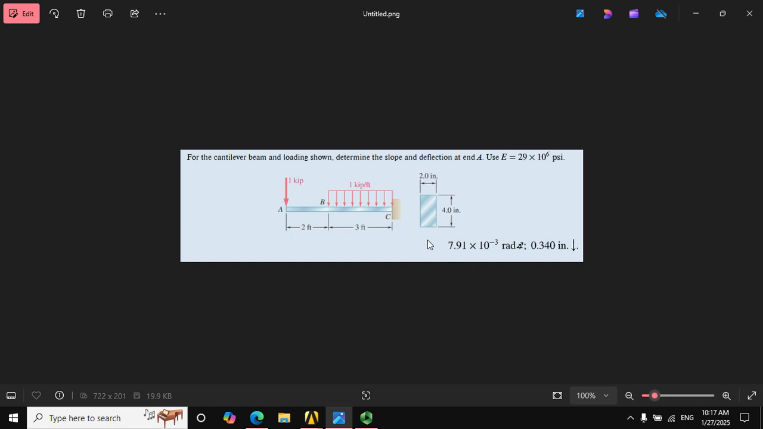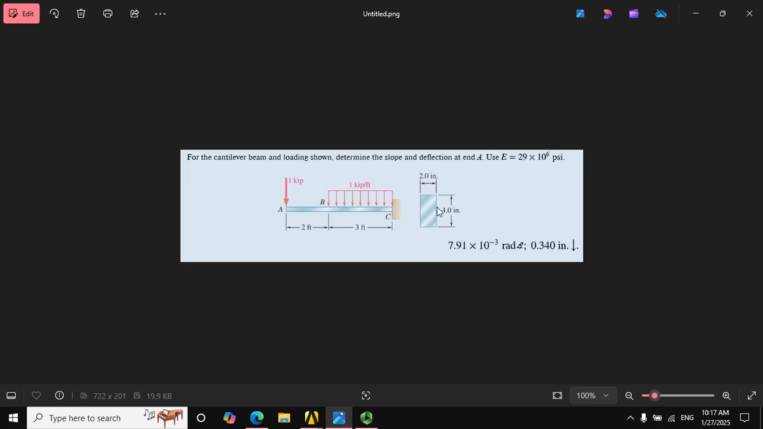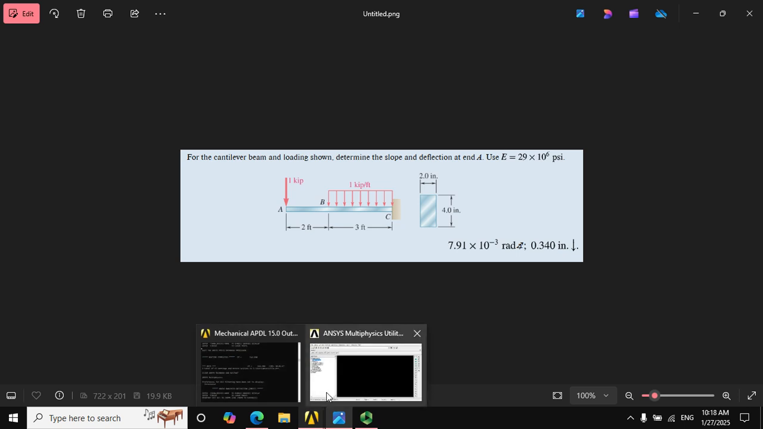The cross-section area of this beam is 2 by 4. Modulus of elasticity is 29 million. Alright, so it says determine the slope and deflection at the end A. Let's see how we could do that. We have the solution, by the way, at the end result here from the theory, so we can use this to confirm our result.